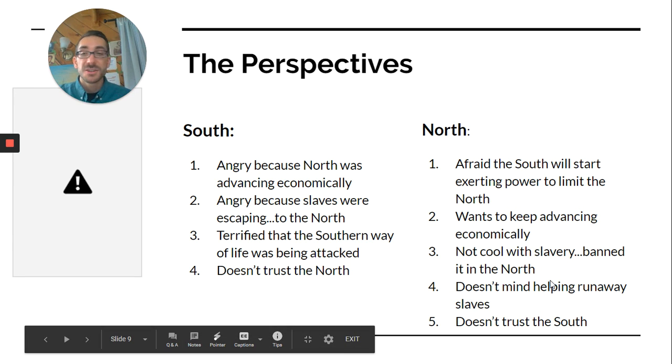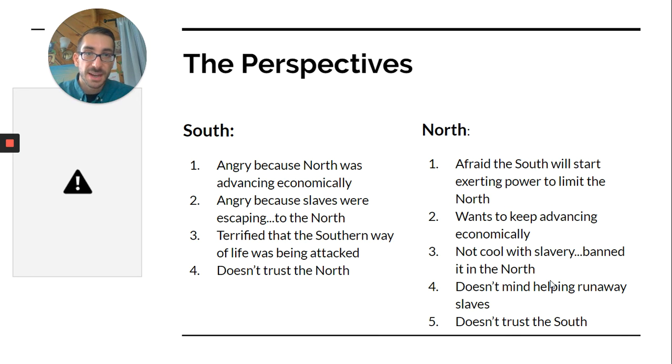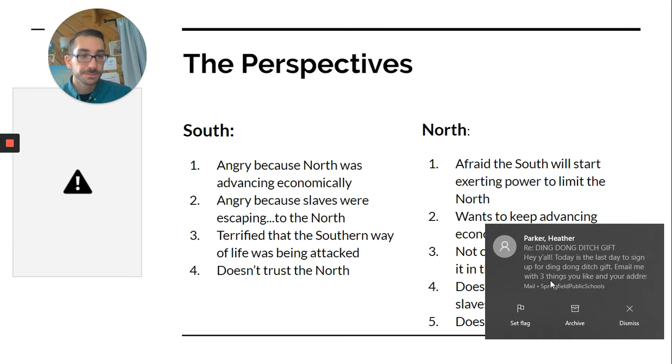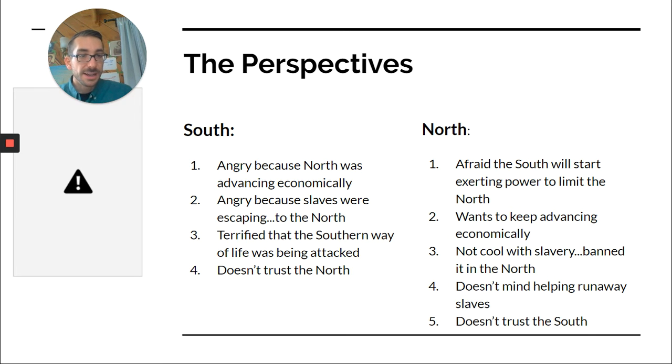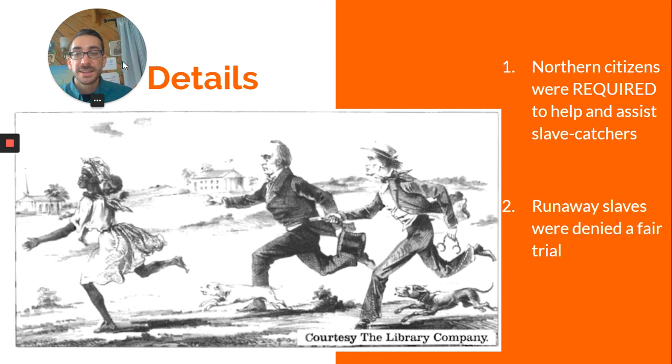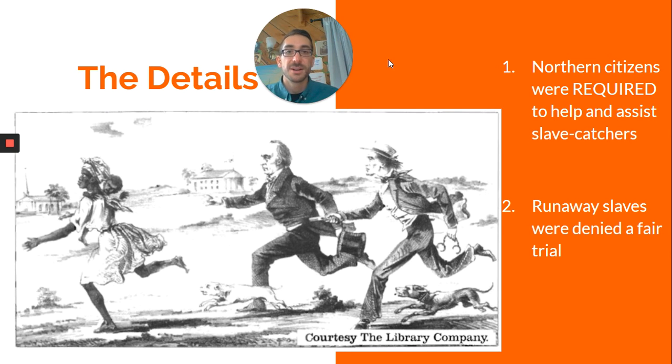And finally, just like the South, the North does not trust the South. There's this tension and this fear and this fight for power between the two. All right. Now, finally, the details. So the details of the Fugitive Slave Act. Two main details, and then we're going to look at the effects.